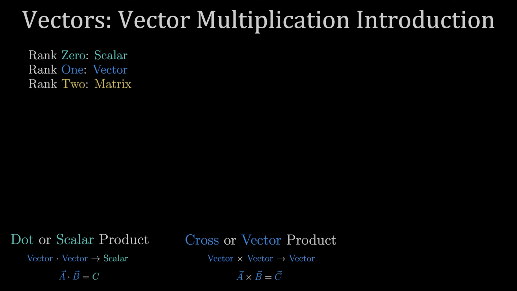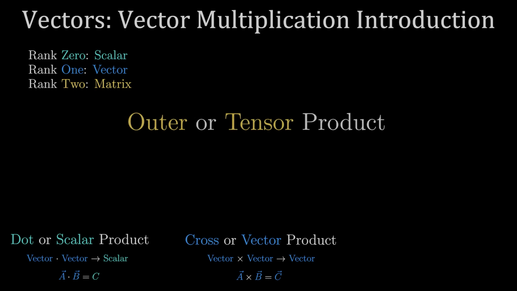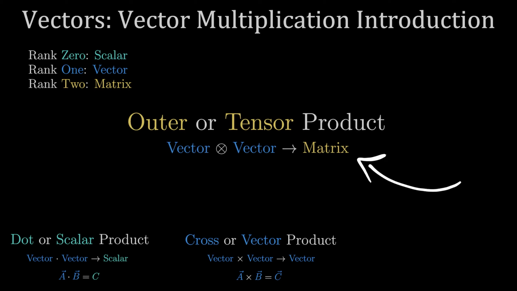Although not really used in introductory physics courses, the first time you might see this kind of vector multiplication is in a course like quantum mechanics. This third type of vector multiplication is the outer, or the tensor product. This means we can take two vectors, or rank 1 tensors, and turn them into a rank 2 tensor, or a matrix. The notation for an outer or tensor product looks like this.